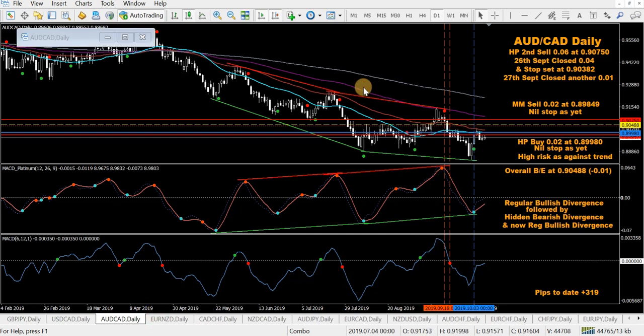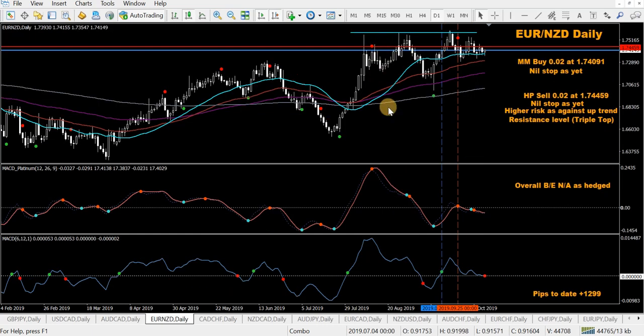Euro New Zealand. Let's have a look here. If it cranks over, this is going to be one of those nights, I can tell. So we're in a mod MACD buy. There it is up here. That's the blue line. And we're in a high probability sell, which is the red line. And look at this. Just going up, down, up, down, up, down, up, down. Euro New Zealand. So at the moment, overall hedged and probably locking in a small profit other than the overnight interest or swap.